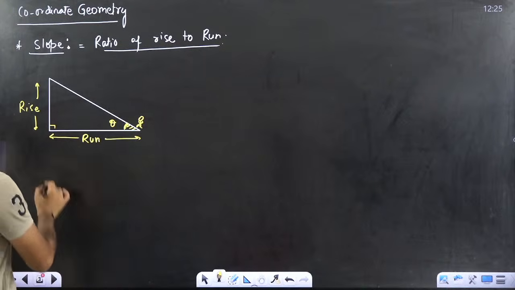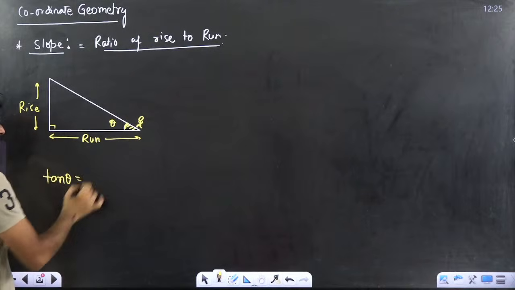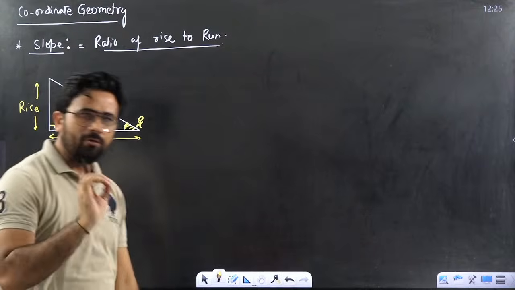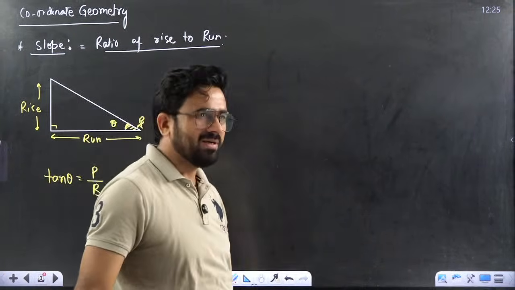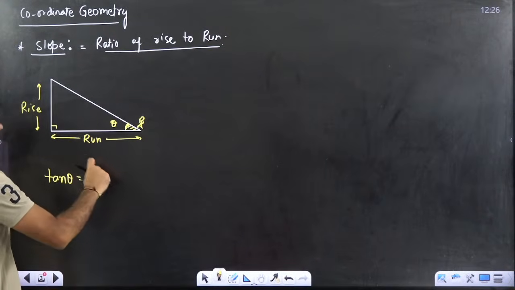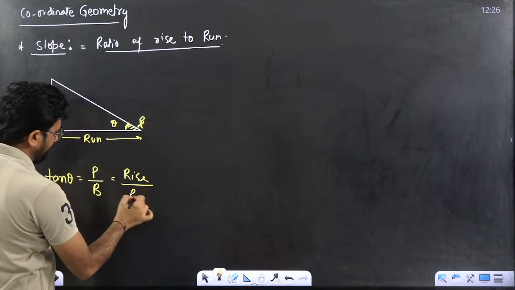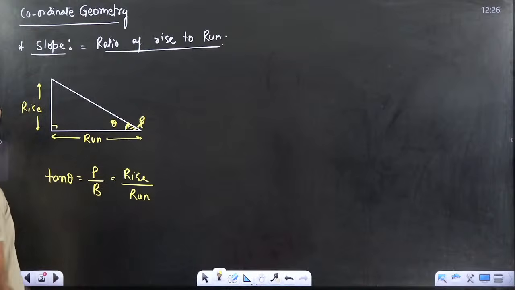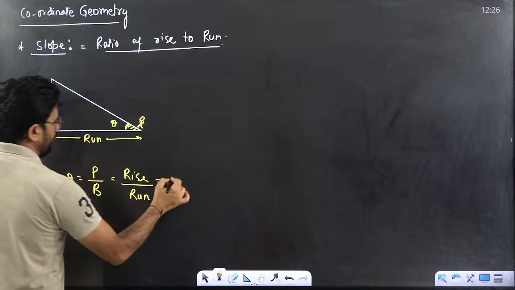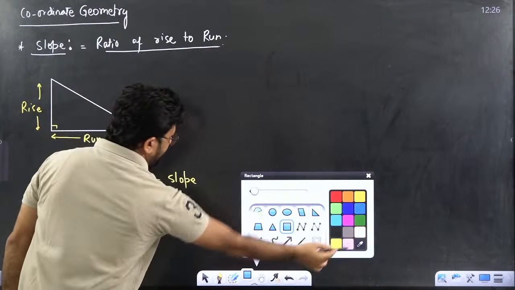So from this we define the first term, that we call tan theta. Tan theta we already know, that is perpendicular upon base. I explained in the previous class. Who have not watched the previous class, please watch it, you will understand in more detail. Tan theta equals perpendicular upon base. What is perpendicular here? That is rise, divided by run. And just now I told you what slope is. It's the ratio of rise to run. That means this is nothing else but slope. So slope is equal to tan theta, or I can say rise by run.